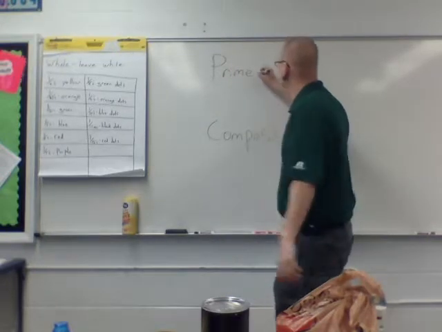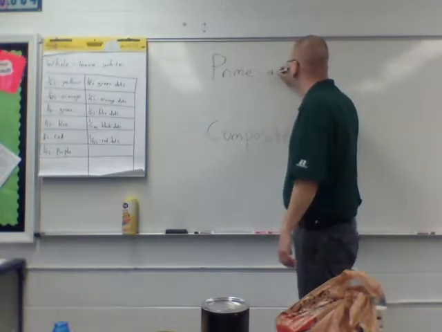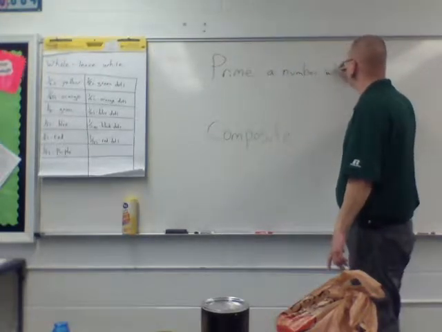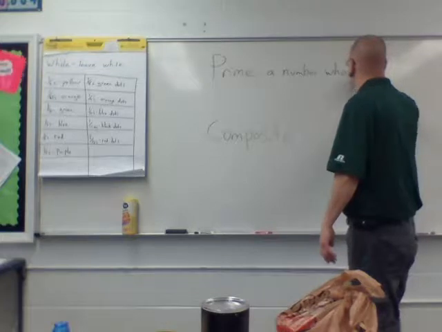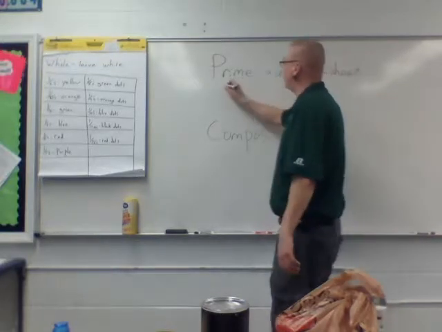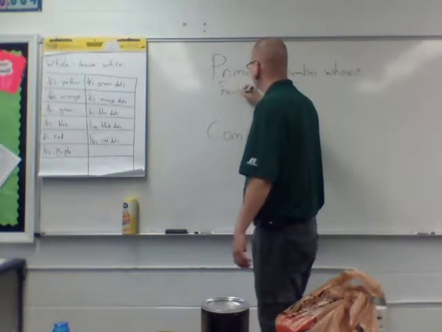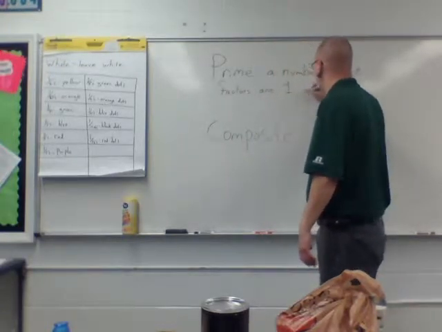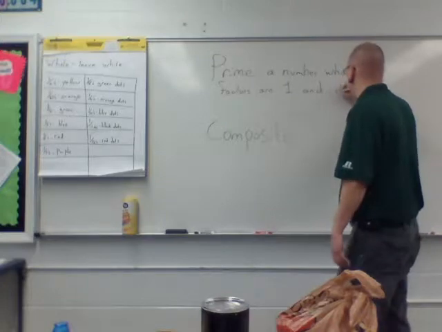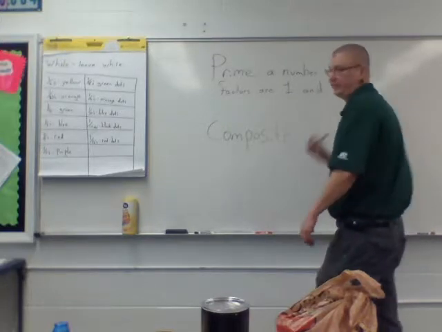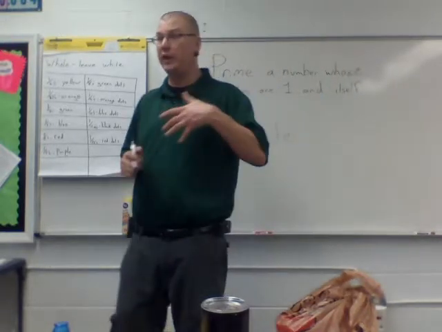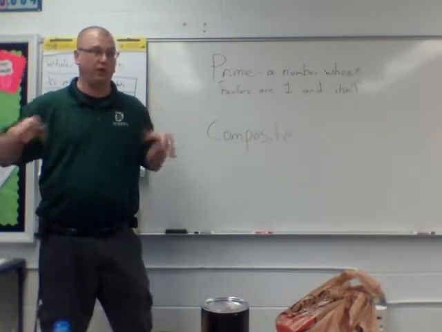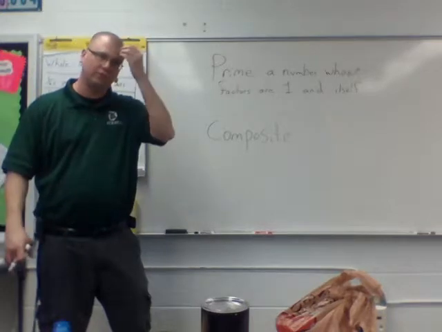A prime number is a number whose factors are 1 and itself. Which means you get a prime number by multiplying 1 times that number. And those are the only factors it has.